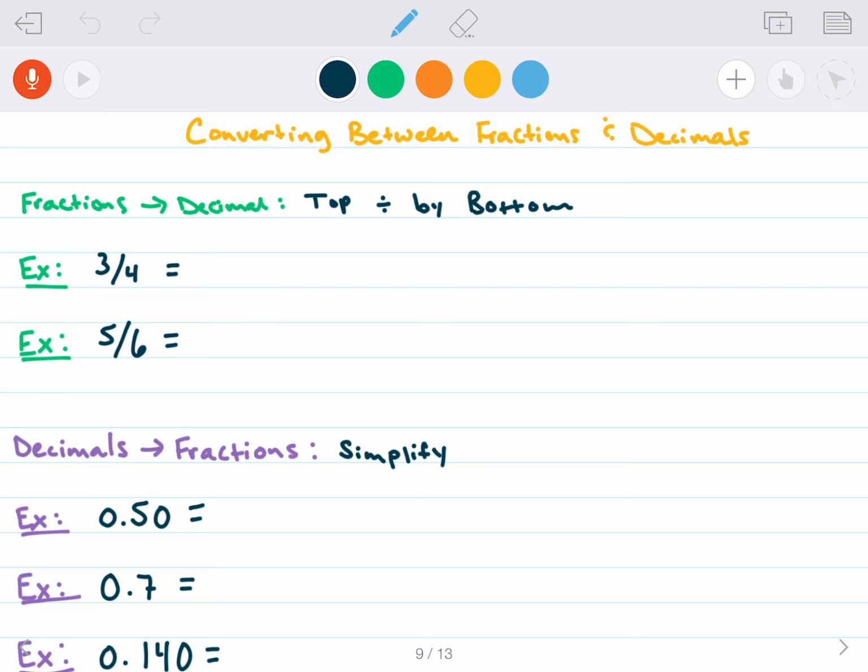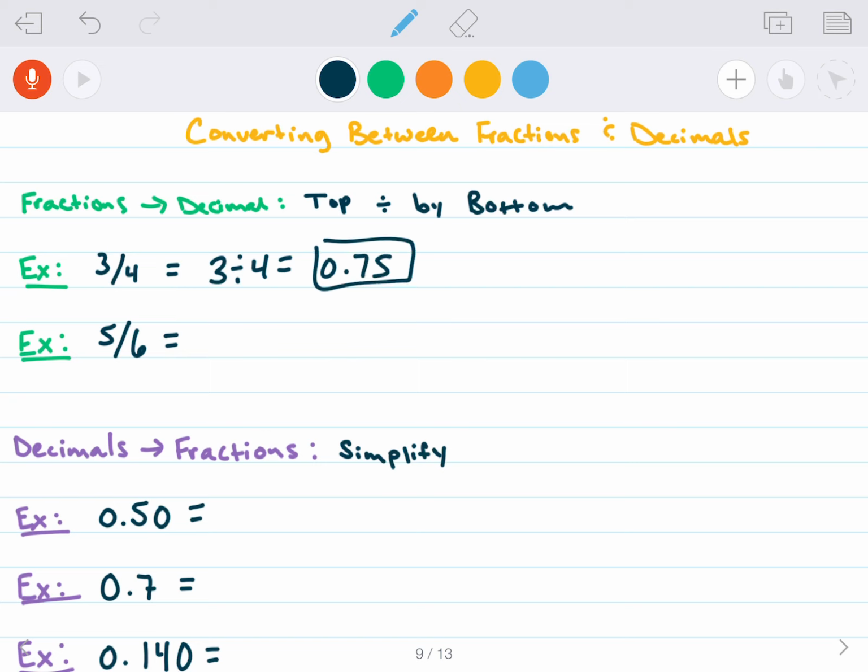All right, so let's do some examples where we're converting between fractions and decimals. So going from fractions to decimals is easy. We just use the calculator. We just do the division. So the fraction bar means division. So 3 over 4 is 3 divided by 4, and in your calculator you should get 0.75 as a decimal.